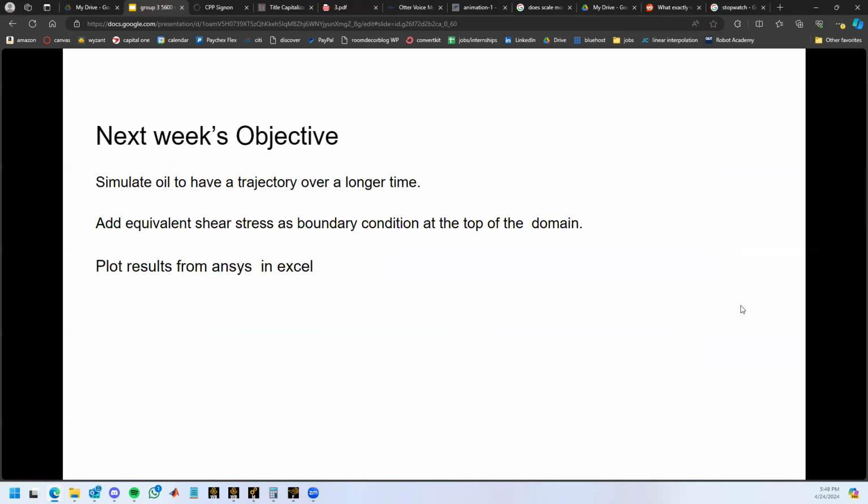For this simulation, I followed all the solver settings in the paper. However, I was not able to add the shear stress as a boundary condition at the top of the domain. That's what I hope to achieve next week, as well as simulate the oil over a longer time to carve out a path or see an oil trajectory in my results.